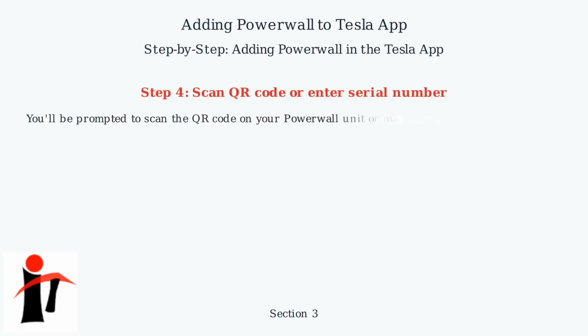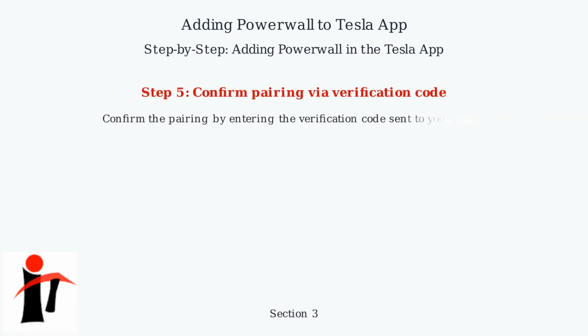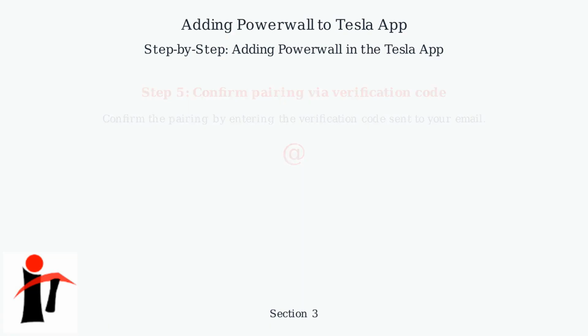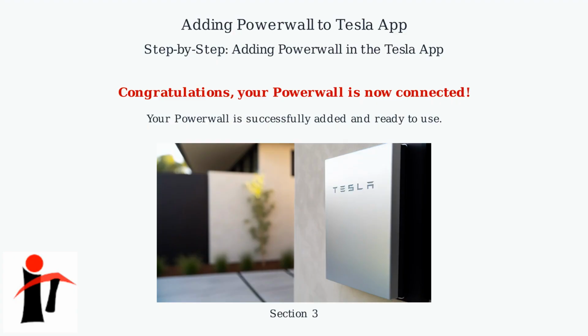You'll be prompted to scan the QR code located on your Powerwall unit. Alternatively, you can manually enter the serial number if scanning isn't possible. Confirm the pairing process by entering the verification code that Tesla sends to your registered email address. Congratulations, your Powerwall is now connected to your Tesla app and ready for energy monitoring and backup power functionality.